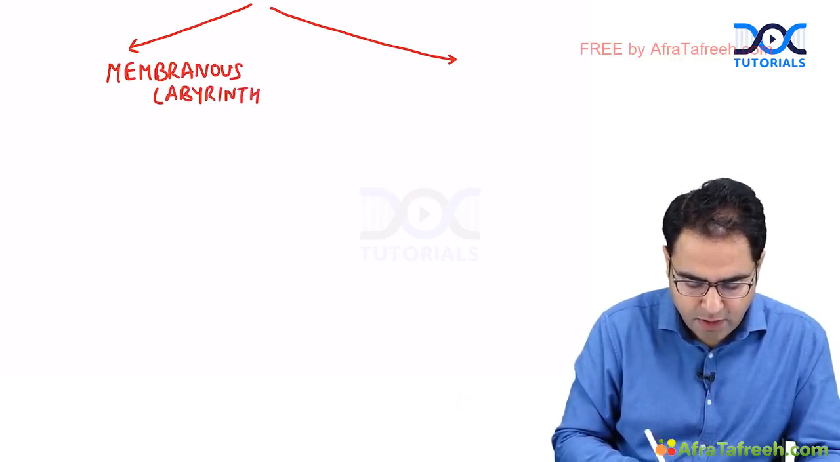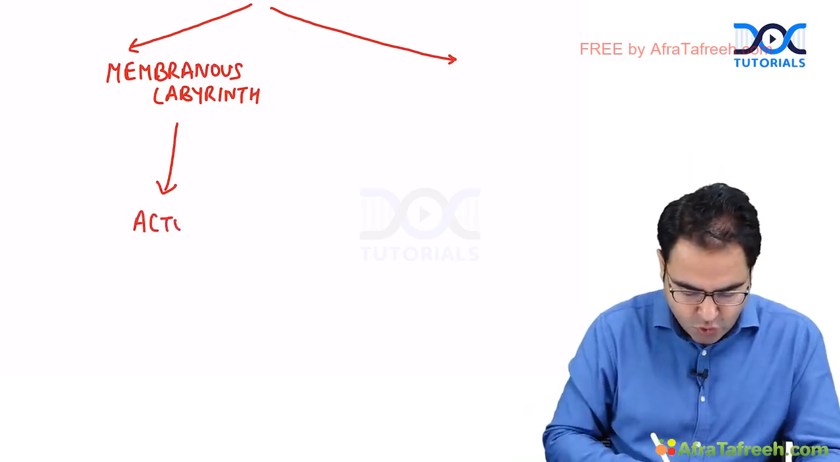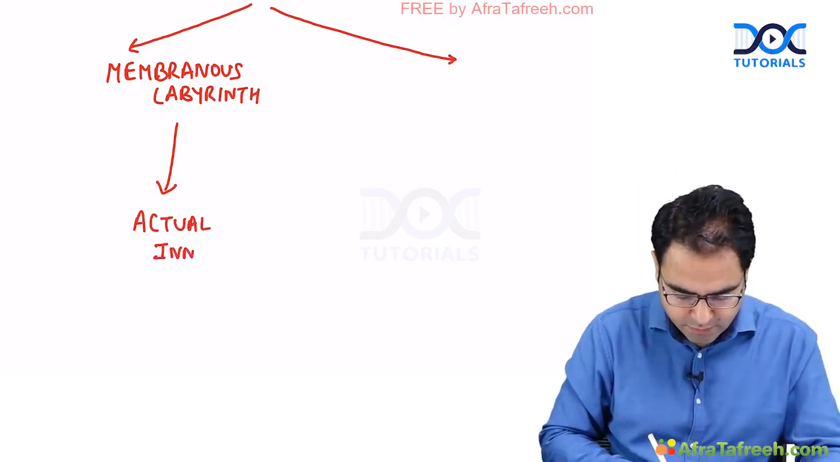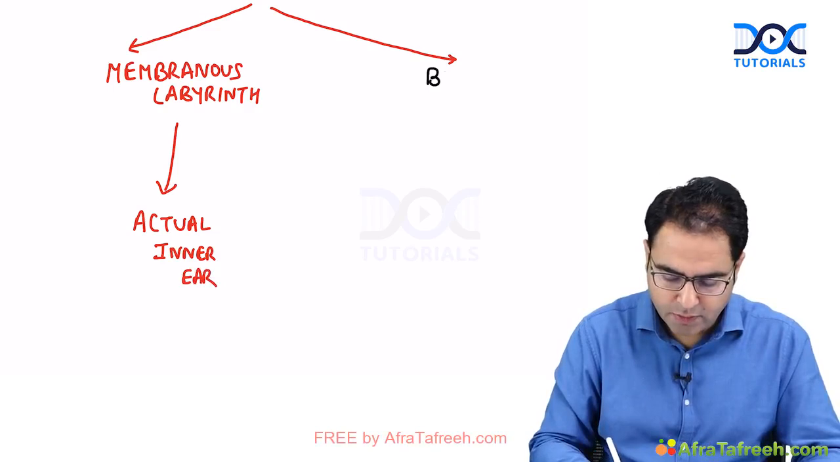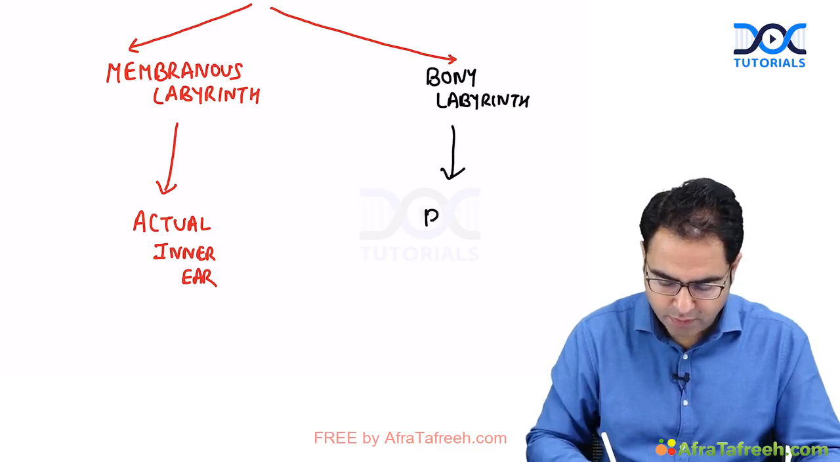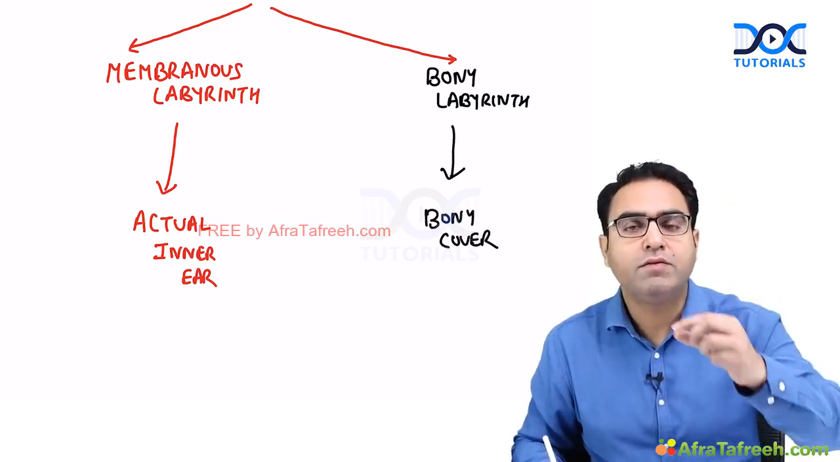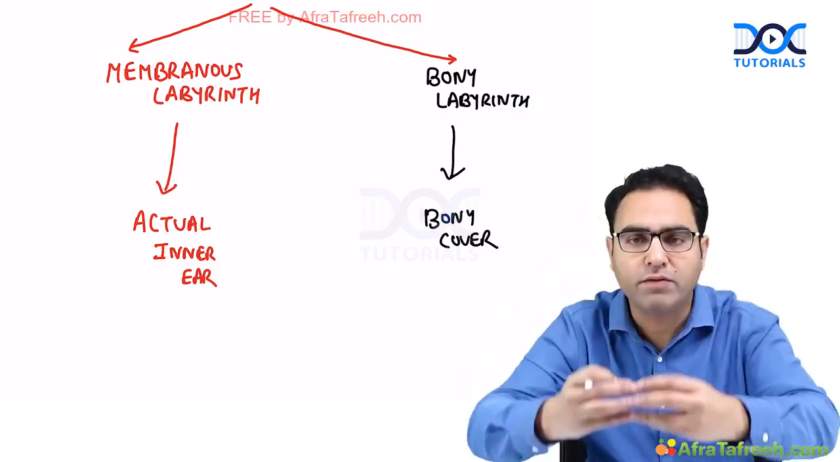Membranous labyrinth is the actual fleshy inner ear, which you imagine as inner ear, the soft part, the real part, actual inner ear. Now, number two is bony labyrinth. Bony labyrinth is the bony cover of inner ear, and this is of the same shape. If cochlea is like this, a bony cover is also around that cochlea of the same shape.